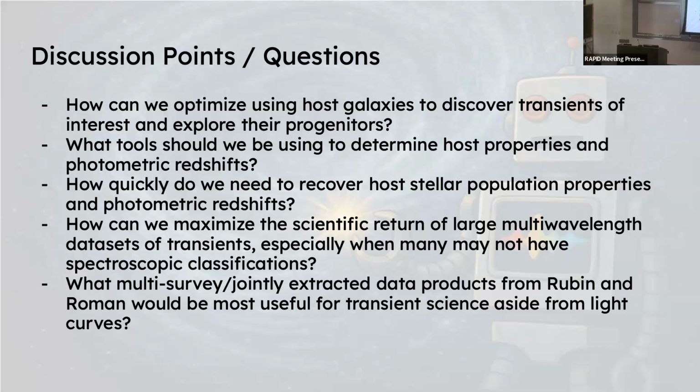Are there products from Rubin and Roman that we think are going to be most useful when they're used together in this sort of wavelength sense?